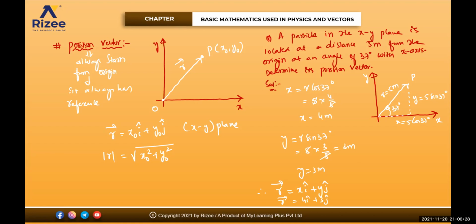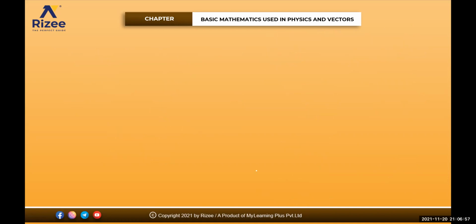Yes, sir. Magnitude will be equal to how much beta? Mod of this one will be equal to under root of 4 square plus 3 square. 4 square is 16, 3 square is 9. That is under root of 25. So that will be equal to 5. Clear? Yes, sir. Any doubt? No doubt, sir. Chalo, very good. Next one, displacement vector.